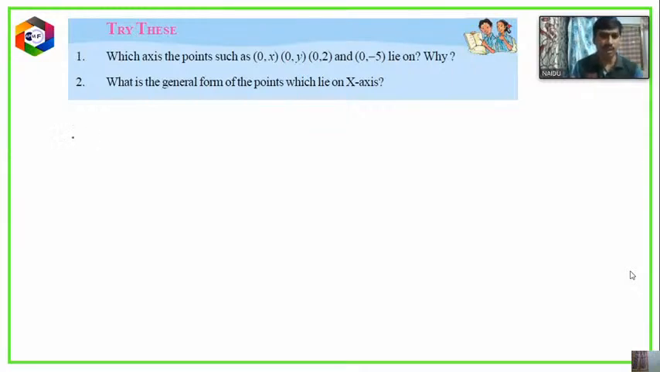So if you observe all these points, the first one is (0, x), the second point is (0, y), the third point is (0, 2), and the fourth point is (0, -5). If you observe all these points, the x direction distance is 0, and along the x direction there is no movement. That means to reach that point we have to move along the y direction, either upside or downside, that means either the positive direction of the y-axis or the negative direction of the y-axis. That means all these points lie on, yes children, the y-axis.